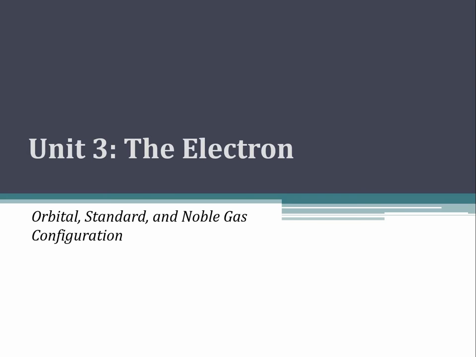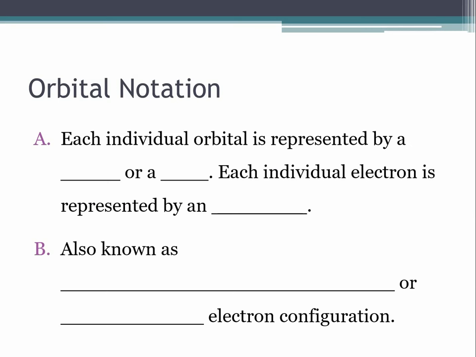Hey guys, welcome back to another set of chemistry notes for Unit 3 about the electron. In the last video, we talked about how electrons fill up orbitals and we saw one example. In this video, we are going to talk about the different ways that we can show that happening.